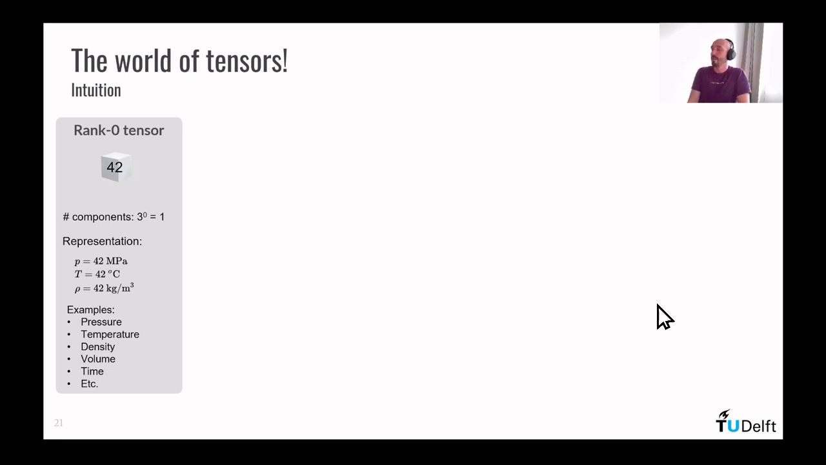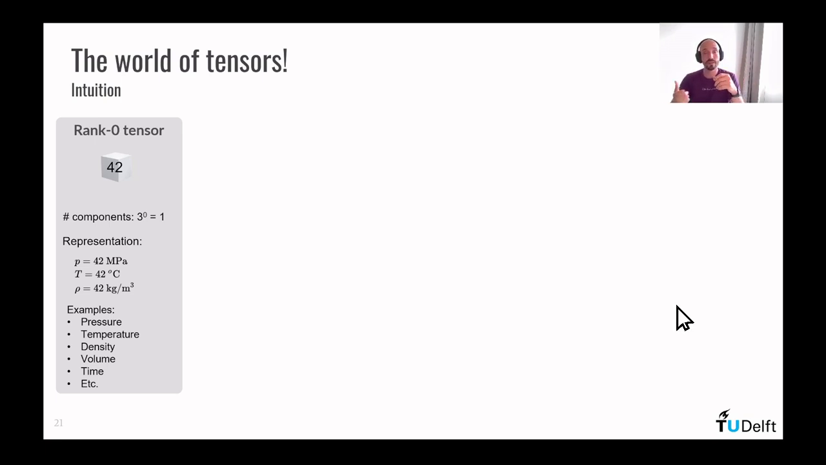We're not going to call 42 a rank 0 tensor. We're going to say it's a scalar, right? But from the perspective of tensors, this would be a rank 0 tensor. For example, 42 could represent 42 megapascal, 42 degrees Celsius, 42 kilograms per cubic meter, and so on. And some examples of physical quantities that can be represented by a rank 0 tensor or a scalar would be pressure, temperature, density, volume, time.